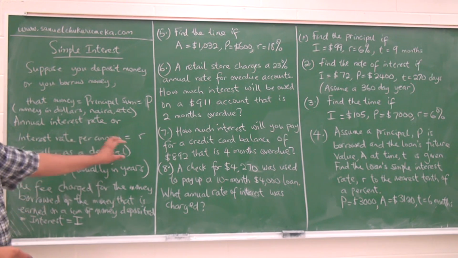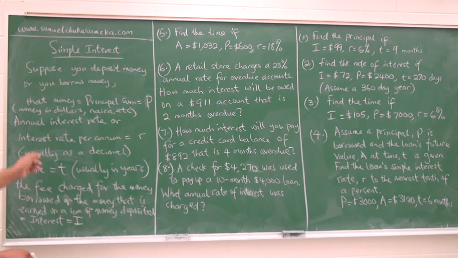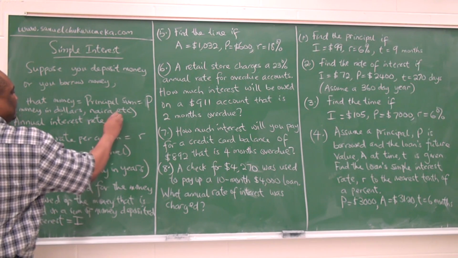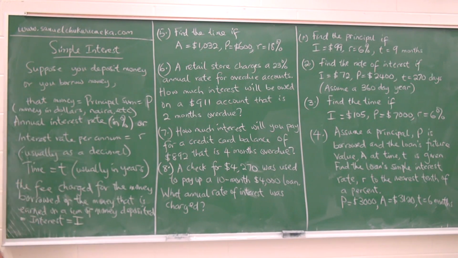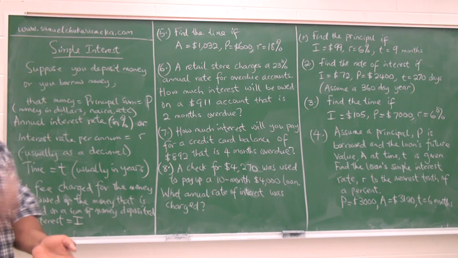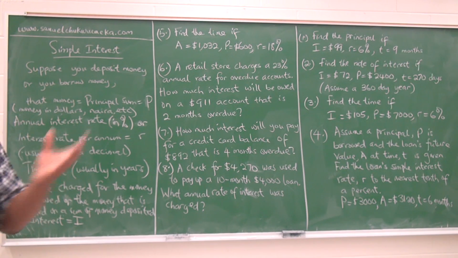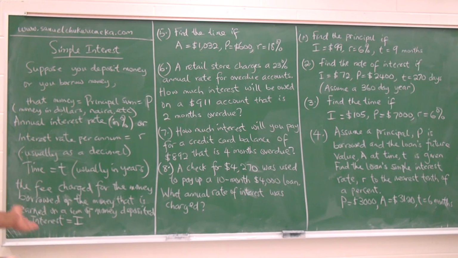The interest rate, of course, is usually used as a decimal. Another thing with the interest rate is that it is in percent. Annual interest rate, you can write in percent, or annual rate of interest in percentage. Usually as a decimal, of course, we convert it to a decimal. But the interest rate is in percent. Then time is in years. And then the fee that is charged for the money you borrowed, or the extra money that you gain from the money you deposited, is what we call the simple interest, or the interest I.